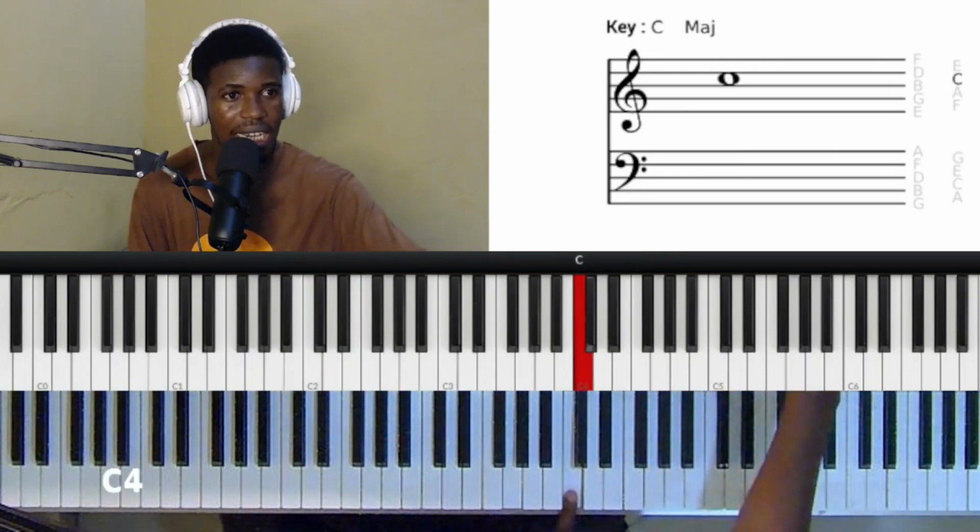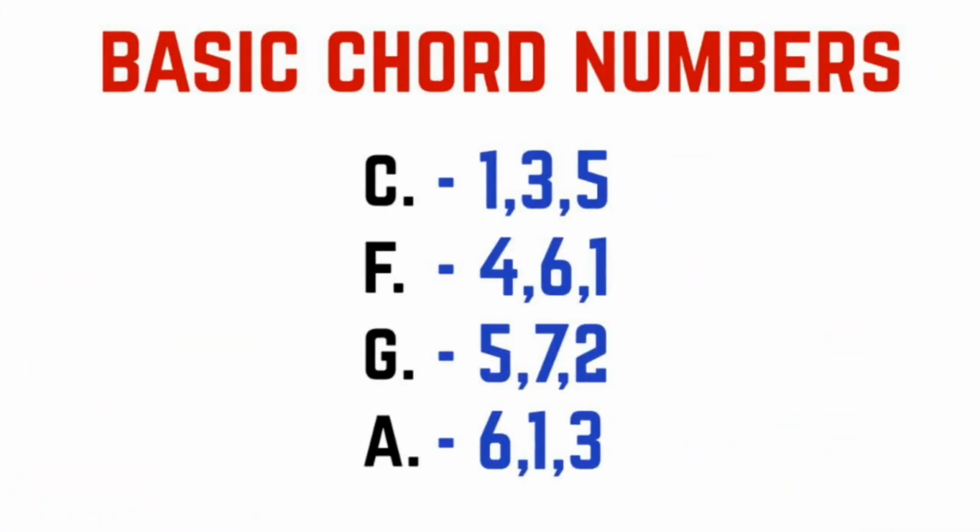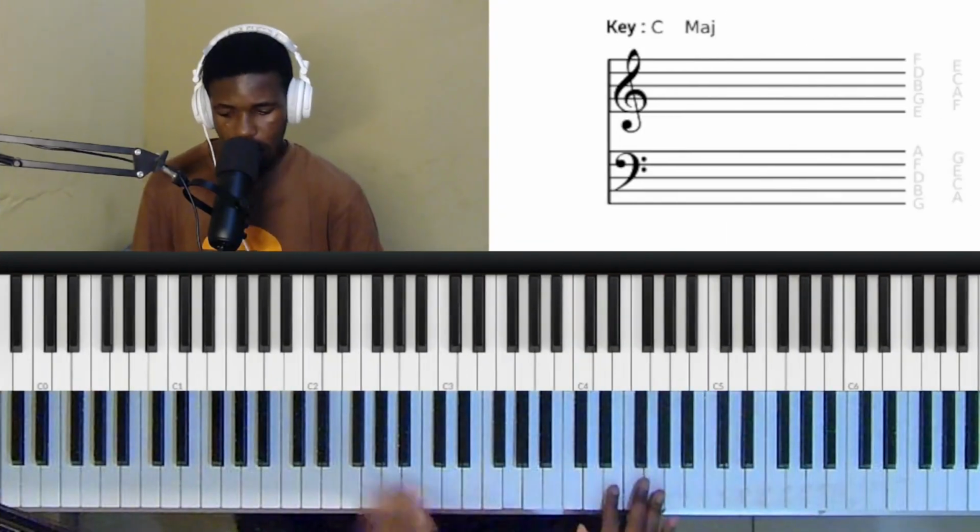So C again, which is a 1. So let's go back to the charts. Here a 1 falls in 3 places. It falls in the C, falls in the F, and falls in the A. So it falls in C major, F major, or A minor. So we're going to try out those 3.